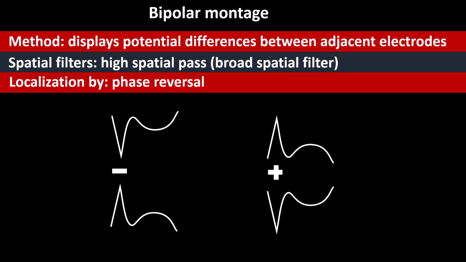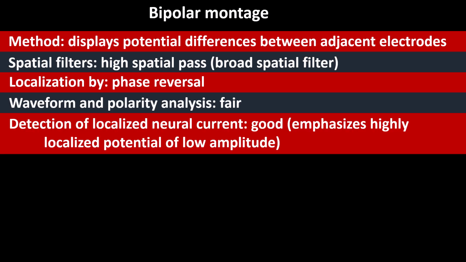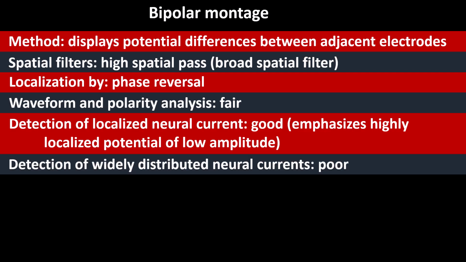In bipolar montages, localization is achieved by phase reversal. Bipolar montages are reliable to analyze waveform and polarity, but the absence of a common background translates, to draw a mariner's analogy, to comparing one wave against another wave without taking into account the sea level. Bipolar montages are good to detect highly localized EEG potentials, even those with low amplitude, as long as a large voltage gradient exists within the field creating the potential. They are poor detectors of widely distributed potentials with low voltage gradient among the recording electrodes.